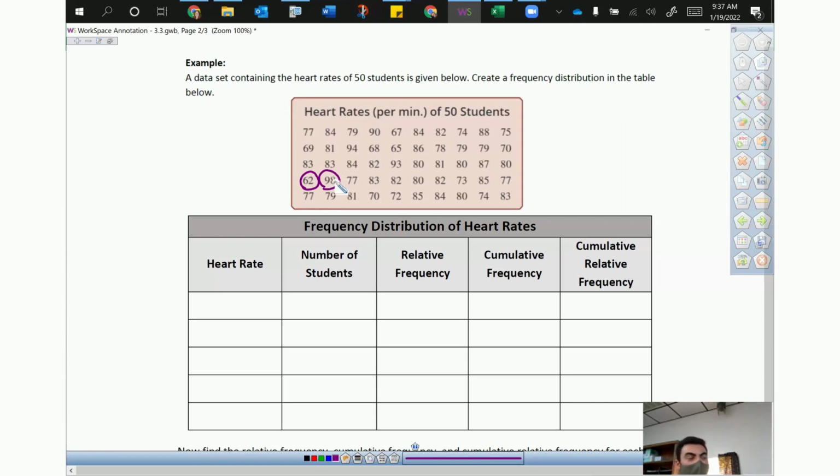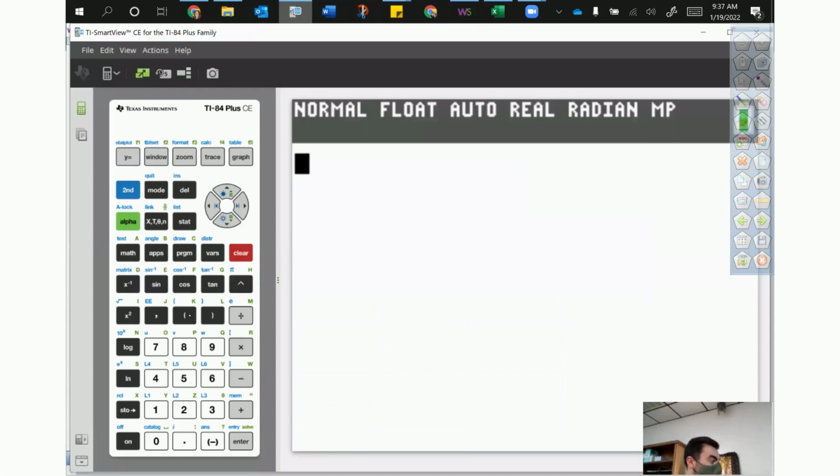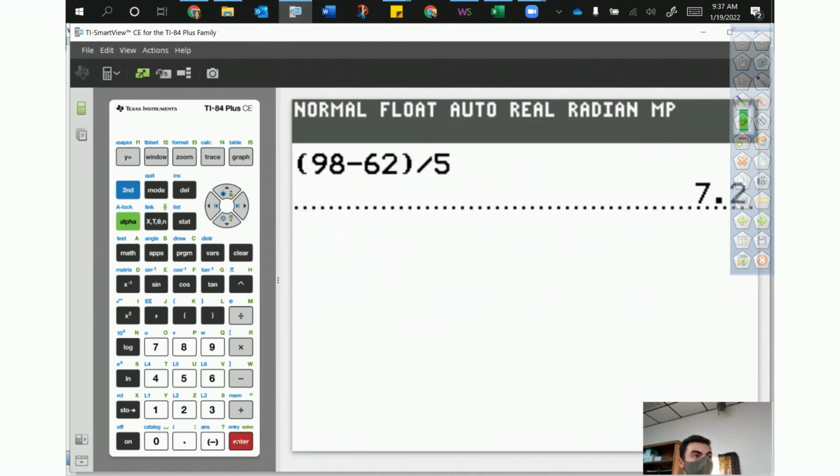To determine your class width, you're going to take that maximum and subtract your minimum, and divide it by how many classes you want, which is 5. Now you need to be very careful here, because when you put this into your calculator, you have to remember the order of operations. If you put in 98 minus 62 divided by 5, it's going to divide first. We can't do that. So you need to put parentheses around it. Parentheses 98 minus 62, close your parentheses, divided by 5, and you get 7.2.